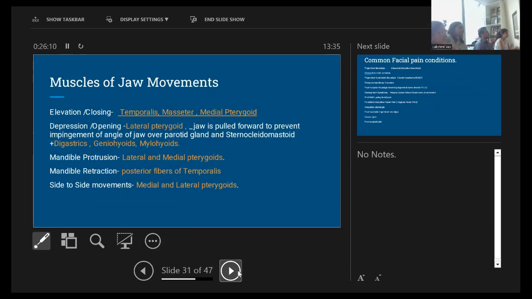Now, which are the muscles for jaw movements and what do they do? Elevation and closing of the jaw: temporalis, masseter, and medial pterygoid. For depression, first the lateral pterygoid will be in action. It will protrude the jaw. Why protrude the jaw? To prevent the impingement of the angle of the jaw over the parotid and sternocleidomastoid. And digastric, geniohyoid and mylohyoid will depress the jaw. For protrusion, again, both the pterygoids; mandible retraction, temporalis fibers; side to side movement, again the pterygoids.